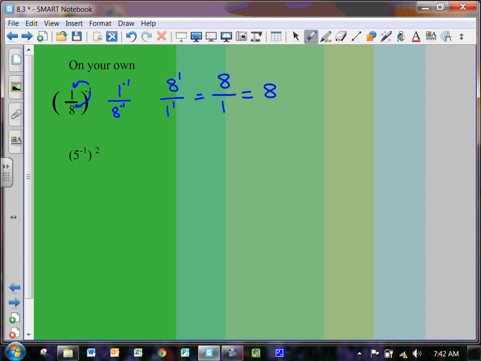Okay, so now we'll distribute this 2 in for the second one. So we multiply those, so 5 to the negative second power. And we can't leave those things in negatives, you gotta make it positive. So it becomes 1 over 5 squared.